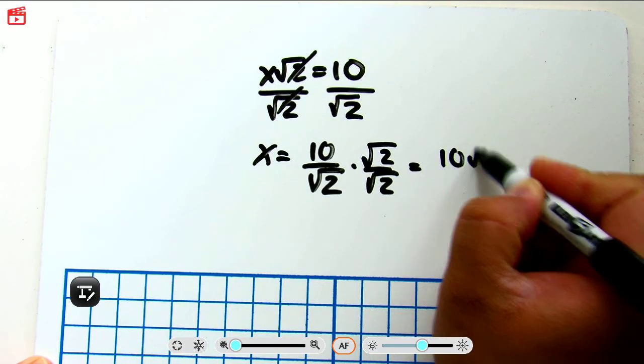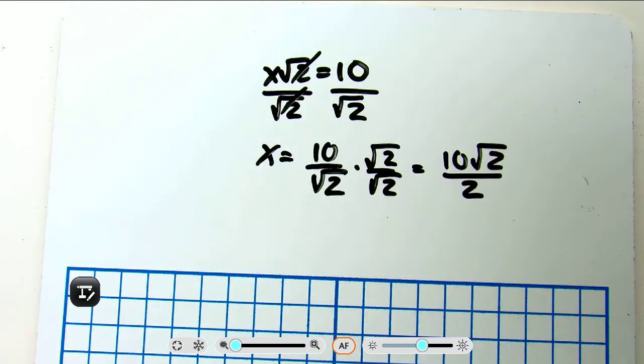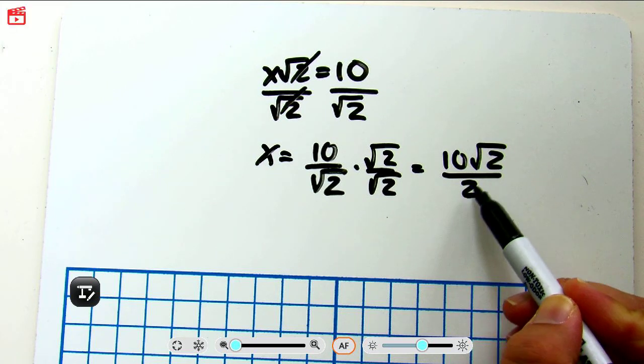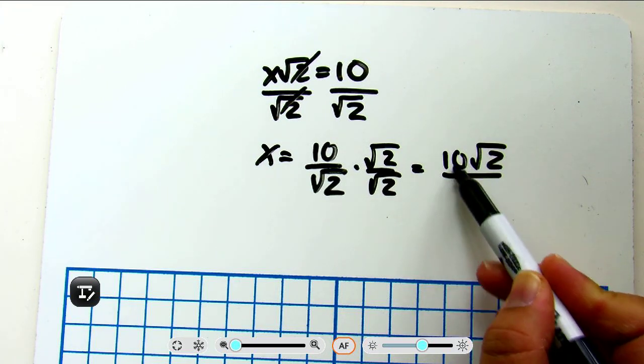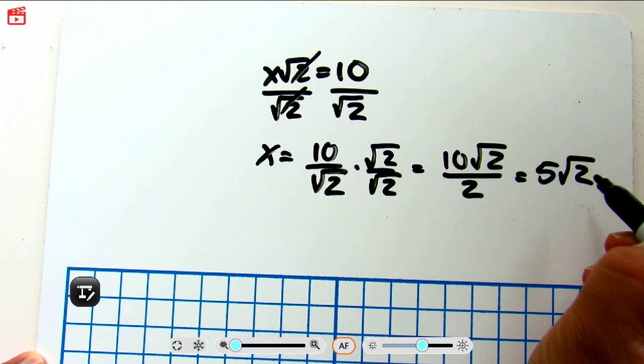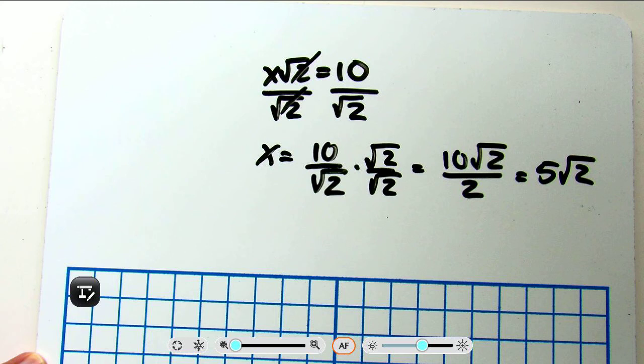Notice that the 10 and 2 are outside of a square root, and I can actually divide 10 divided by 2, which is 5. So I get 5 square root 2. And that is what x equals. X equals 5 square root 2.